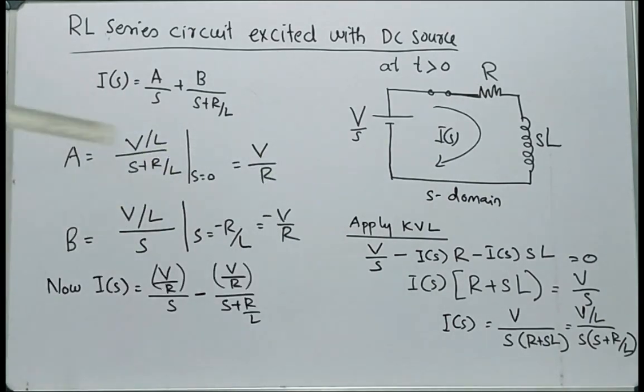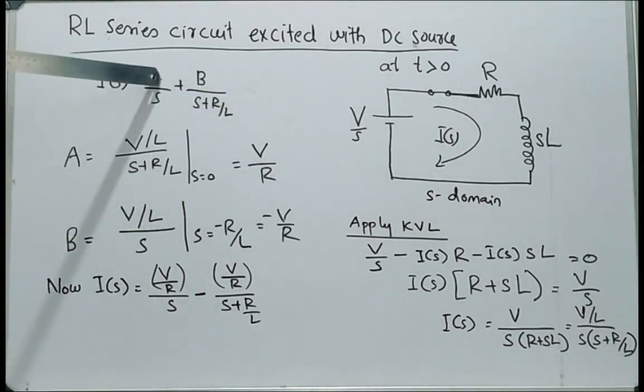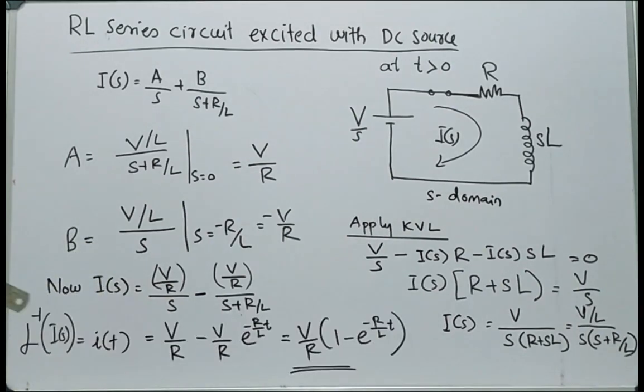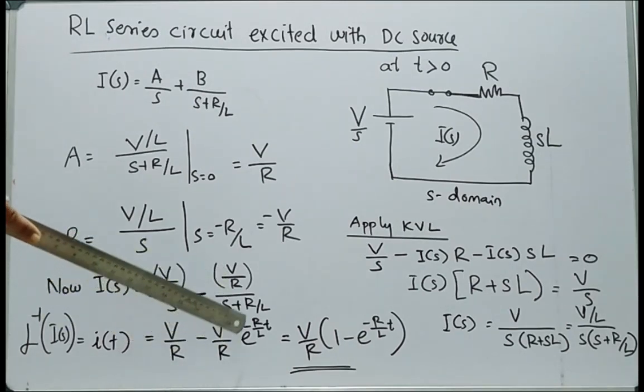Now we can substitute A as V by R and B as minus V by R in this equation. I(S) becomes V by R by S minus V by R by S plus R by L. Now we can find the inverse Laplace transform in order to find the time domain equation i(t). Taking the inverse Laplace transform of this equation, we obtain i(t) equal to V by R minus V by R e raised to minus R by L into t.